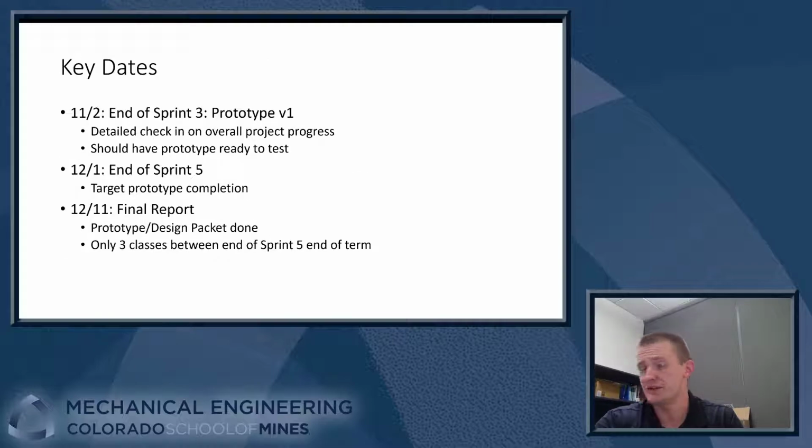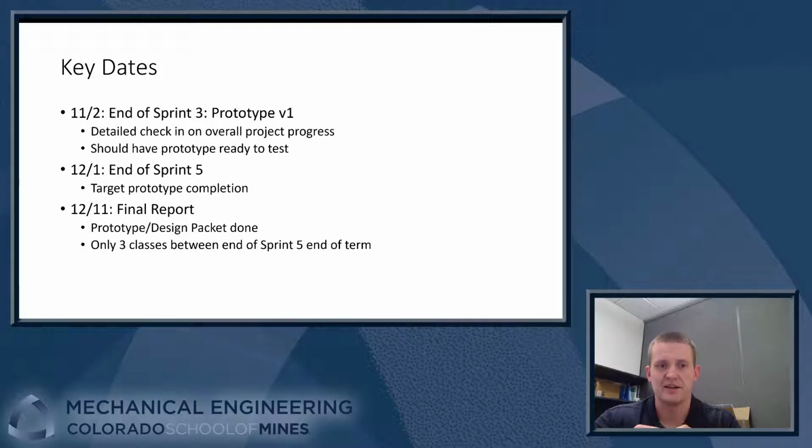All right, few key dates. The 2nd of November will be the end of Sprint 3, so that's when we want you to have prototype version 1 done. All right, so this is going to be a detailed check-in on your overall project progress, where we're going to try and make sure that you're really on track to finish up by the end of the semester. And you want to have your prototype or your design in some sort of state where we can start to do some more in-depth testing, right? So it doesn't necessarily have to be a cohesive whole yet. It just has to be in a state where we can do some sort of useful testing and we can learn something about how it's going to work when it's done.